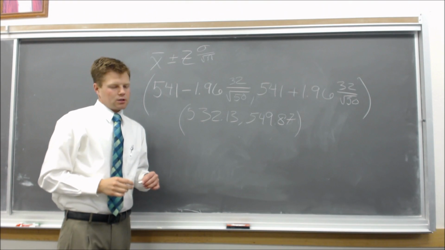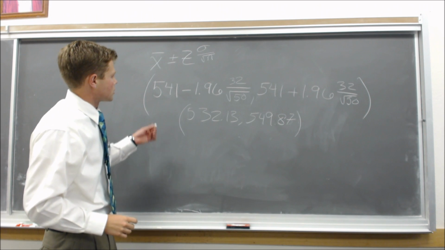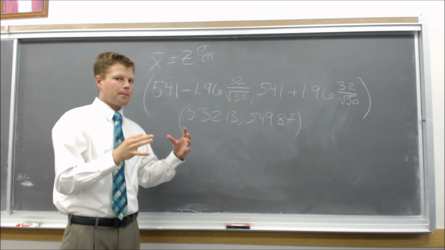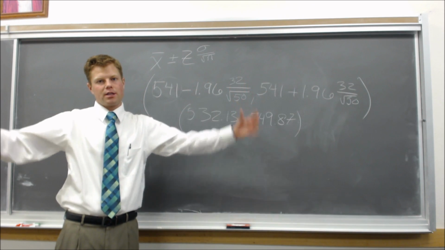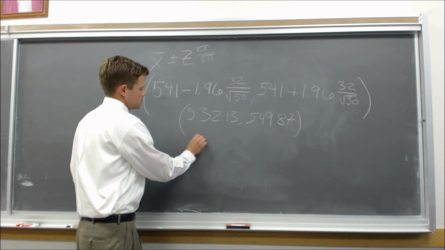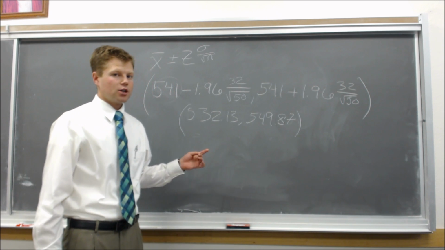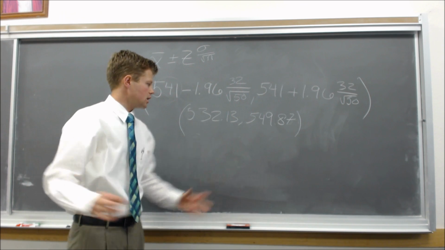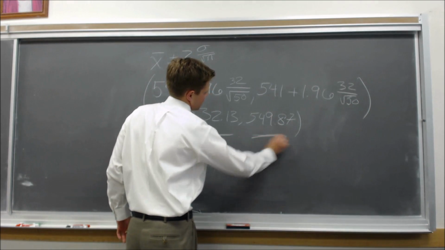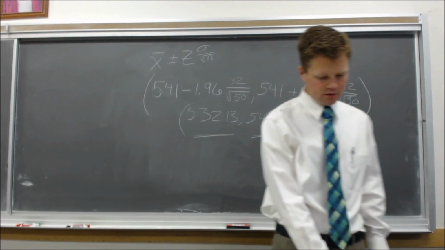Okay? So now what this is saying is that for our sample, we saw that it was 541. Now we want to take that sample mean and project it to the whole population. We want to know what conclusions we can find. So with our confidence interval, we can say that we're 95% confident that the true mean of the whole population is somewhere between 532 and 549. And that's the purpose of a confidence interval.